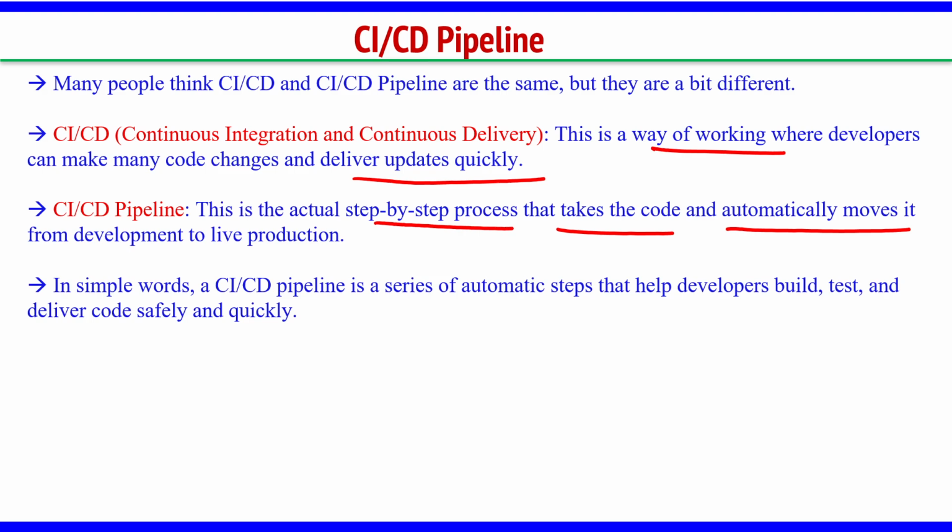If you don't build a CI/CD pipeline, automation cannot happen. You cannot deploy the code automatically. You cannot build automatically. We have to design and structure a pipeline. Only then everything will flow automatically, right? So in simple words, a CI/CD pipeline is a series of automatic steps. The concept tells what the way of doing it is, whereas the CI/CD pipeline is the actual implementation of that. It is a series of automatic steps that helps developers build, test and deliver code safely.